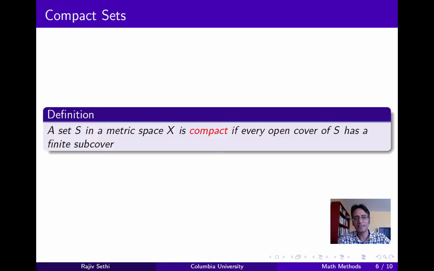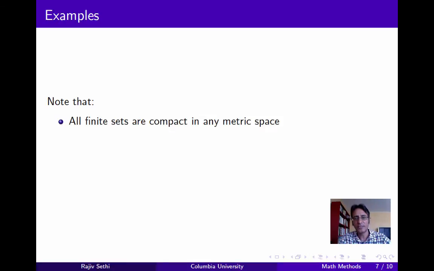We say that a set S in a metric space X is compact if every open cover of S has a finite subcover. And this must be true for every open cover of S, not just for some open cover. Let's look at a couple of examples. First, note that all finite sets are compact in any metric space.